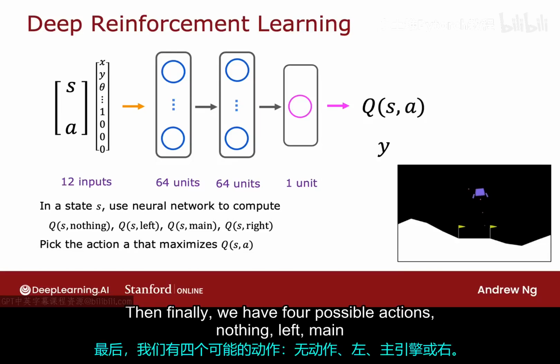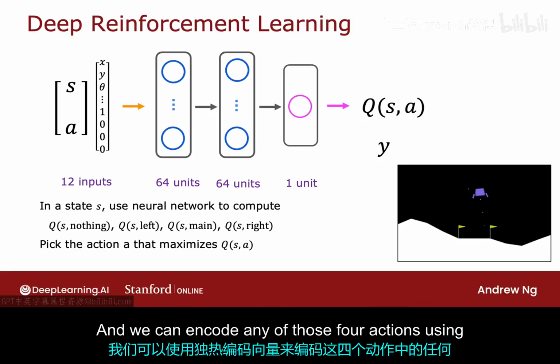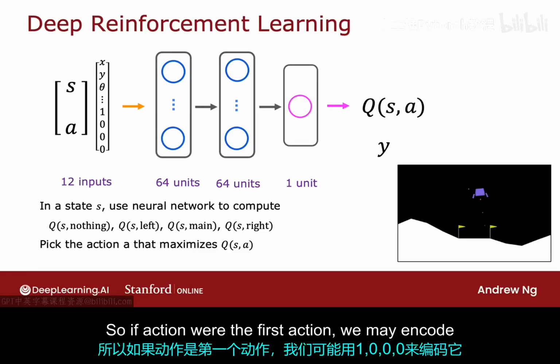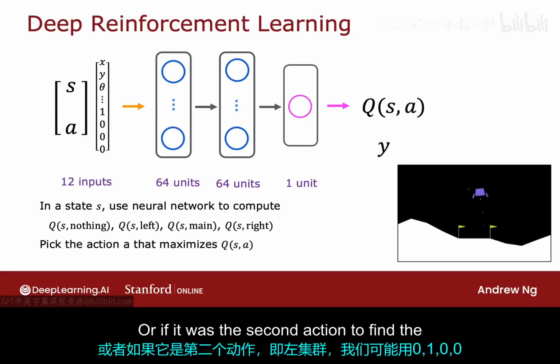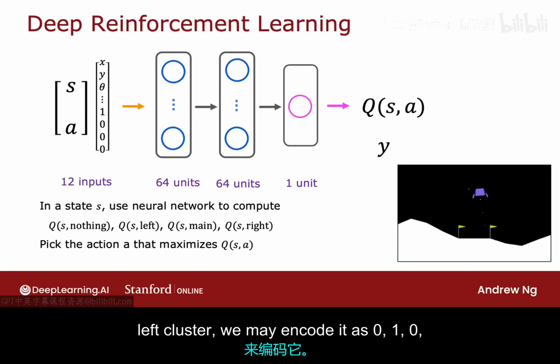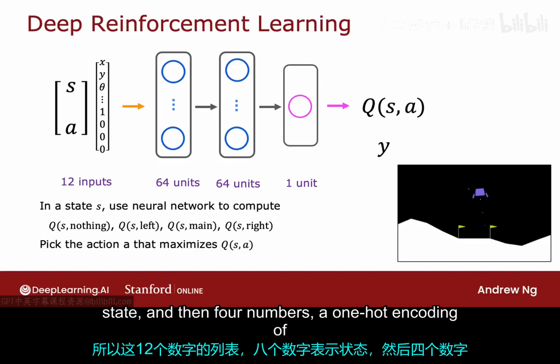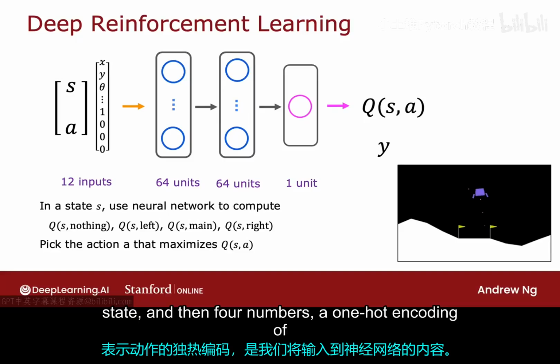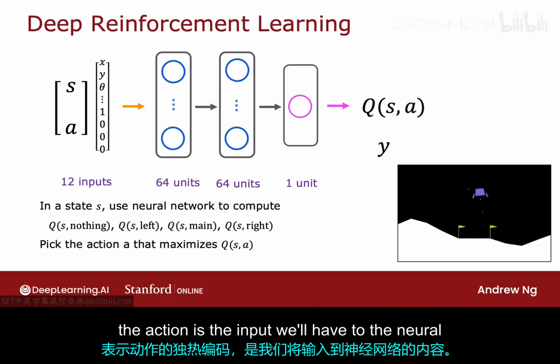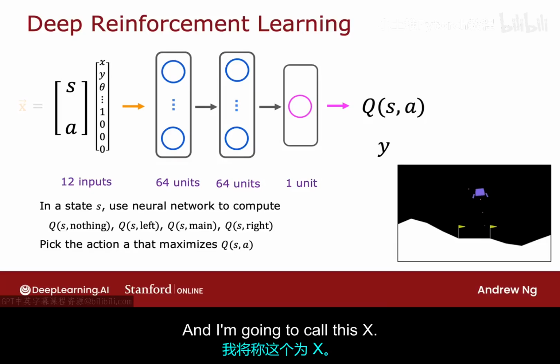Then finally, we have 4 possible actions: nothing, left, main engine, and right. And we can encode any of those 4 actions using a one-hot feature vector. So if the action were the first action, we may encode it using 1, 0, 0, 0. Or if it was the second action, to fire the left thruster, we may encode it as 0, 1, 0, 0. So this list of 12 numbers, 8 numbers for the state, and then 4 numbers, a one-hot encoding of the action, is the input we'll have to the neural network. And I'm going to call this x.